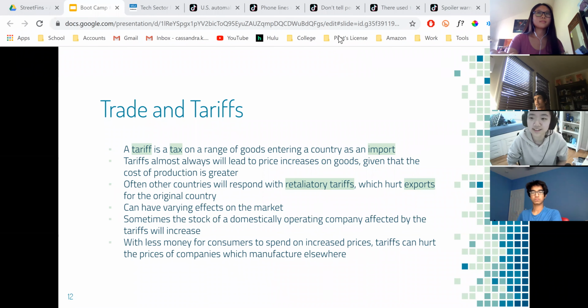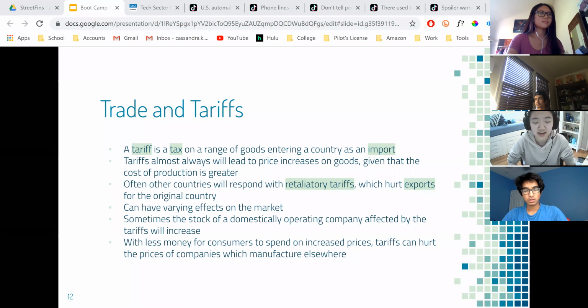And a question for the audience again. How do tariffs increase production in the country they're enacted in? A hint is, if you own a company, you want to make the most amount of money possible.